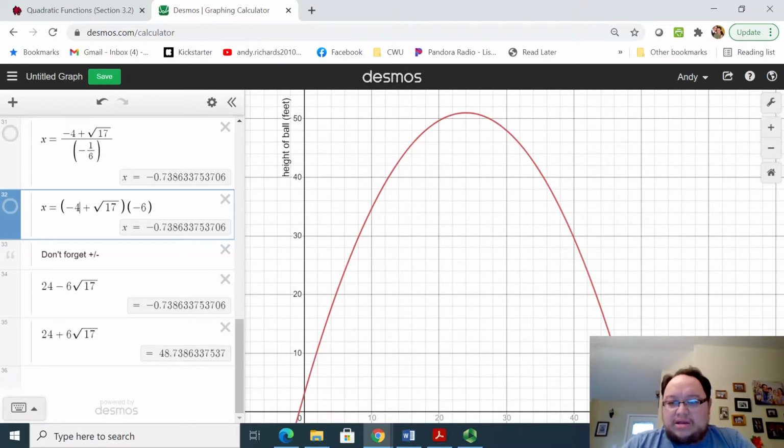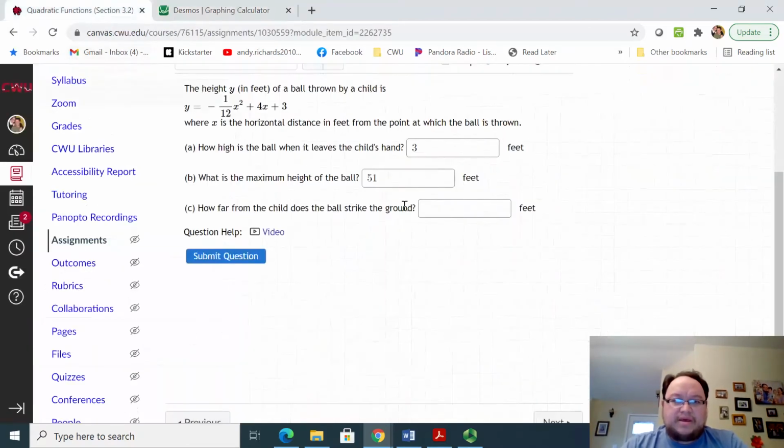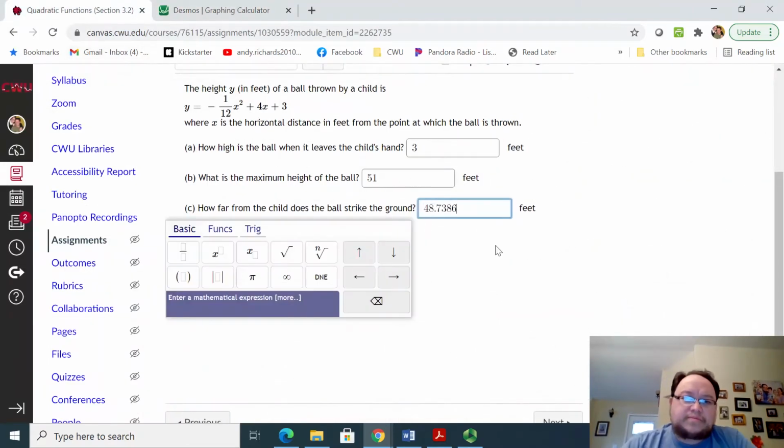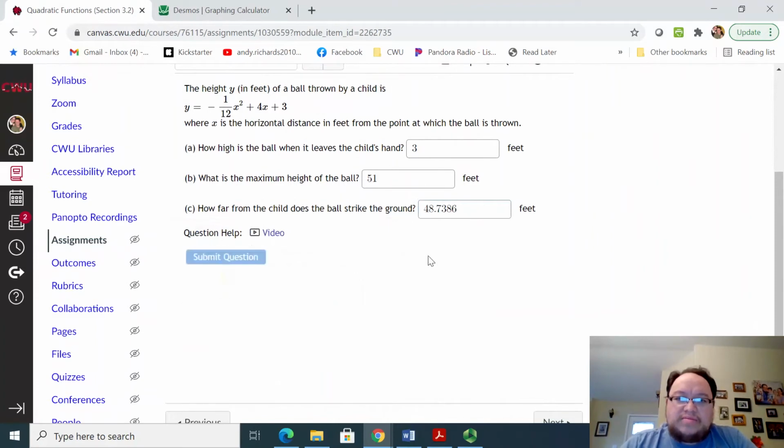Well, again, I can use this graph as a way to kind of reason out which of these it is after. And I can see the ball is going to end over here fairly close to 50 feet away from the child. So I believe this is going to be a better answer for me. So I'm going to take that. I'm going to put that right there. So those are those 3 pieces.